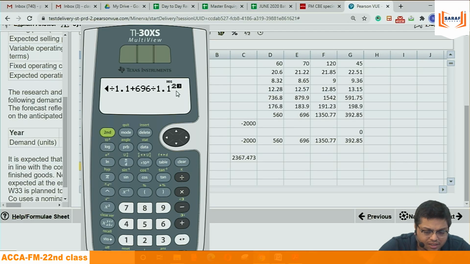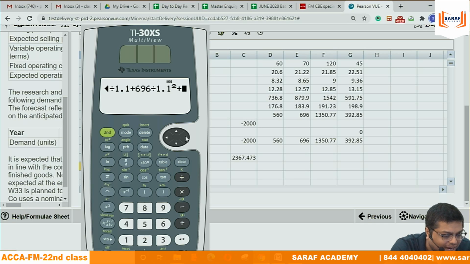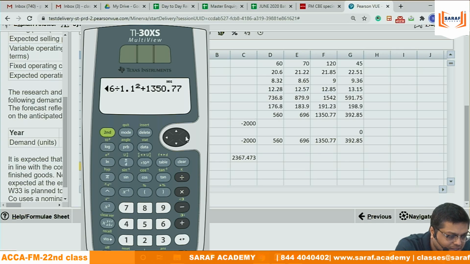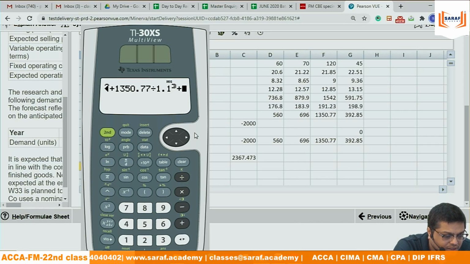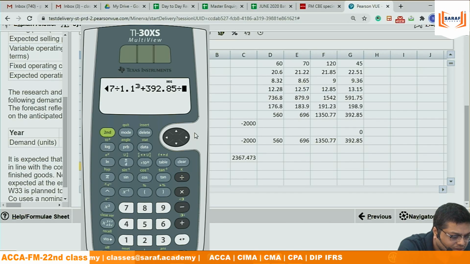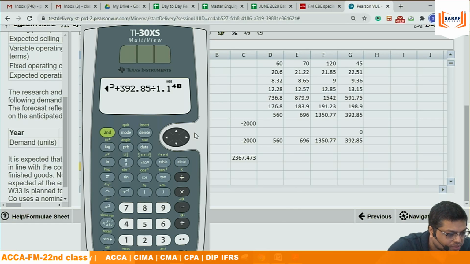With the NPV table and all that, you cannot do this calculation because the figures are not the same. So you cannot do the calculation with the NPV factor. You will be doing it through the discounting factor. A discounting factor table is there, but if you do the calculation through it, you will take much time. Either in the calculator or with the Excel function, we should be doing it. Yes, we did that one day. I forgot that. 1350.77 divided by 1.1 to the power 3 plus 392.85 divided by 1.1 to the power 4. All done.